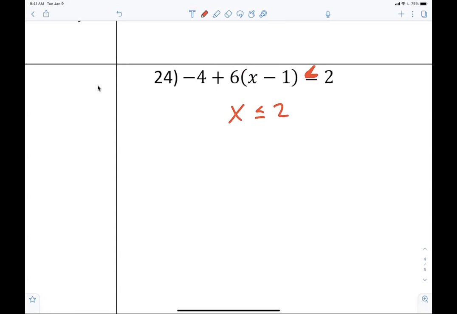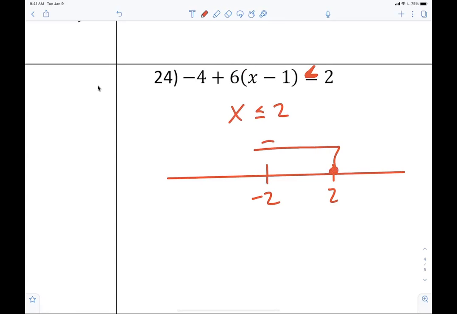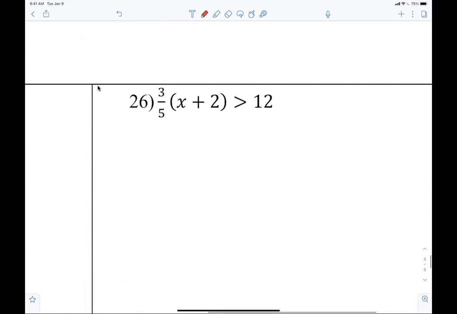Anybody have any issues? All right, so now we got to graph it. Here's -2 and here's 2. Less than or equal to is a solid going which direction? Left. Easy, easy, easy. All right, here we go with 26.